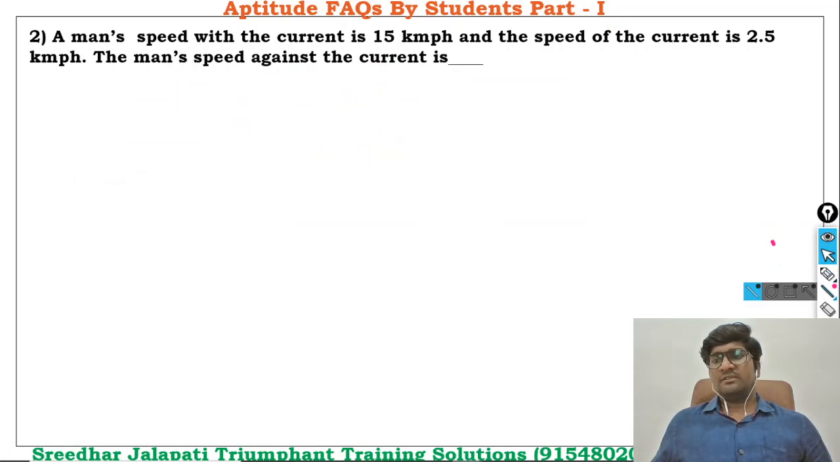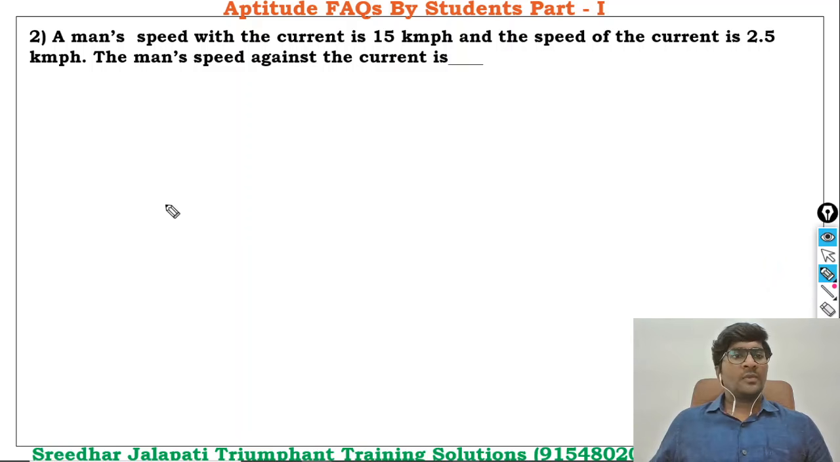Here is the second one. Again, those who want to try the question, pause the video. And this is from boards. A man's speed with current is 15 km per hour and the speed of the current is 2.5 km per hour. The man's speed against the current is.